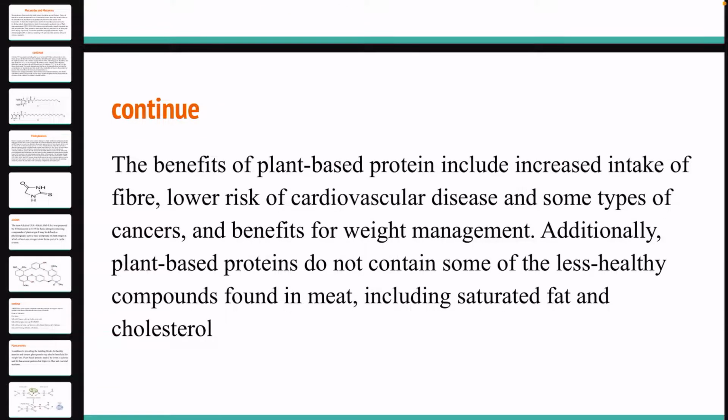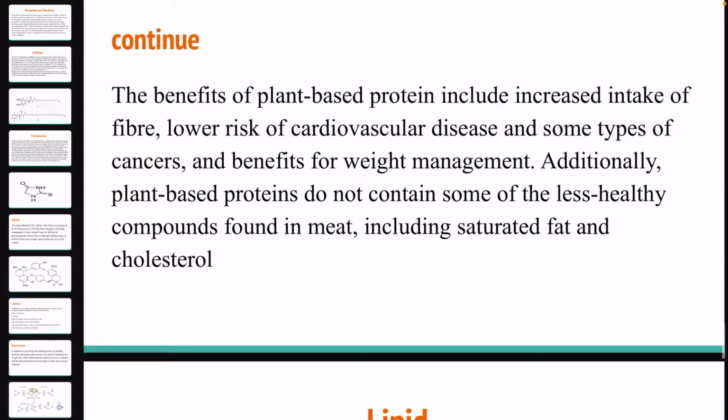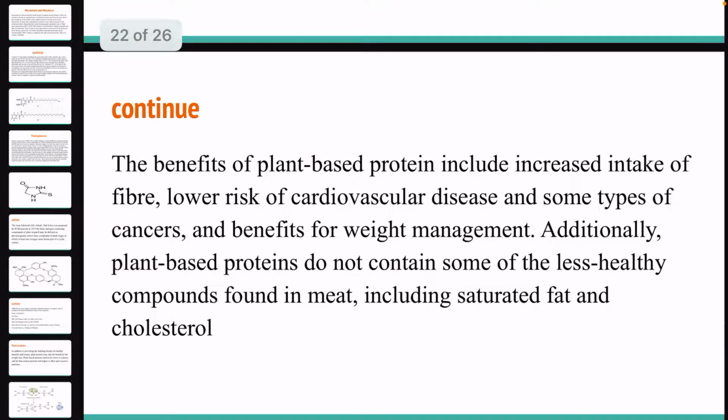The benefits of plant-based proteins include increased intake of fibers, lower risk of cardiovascular disease and some types of cancers, and benefits for weight management. Additionally, plant-based proteins do not contain some of the less healthy compounds found in meat, including saturated fat and cholesterol. They have a high quantity of fibers and low fat, so they are very important for a person who usually hits the gym and does workouts, so he should use these plant proteins.